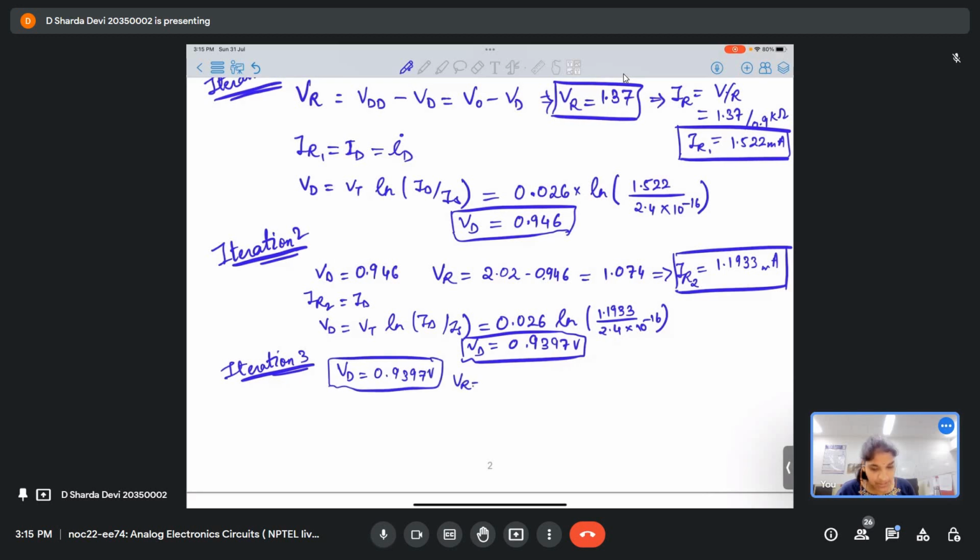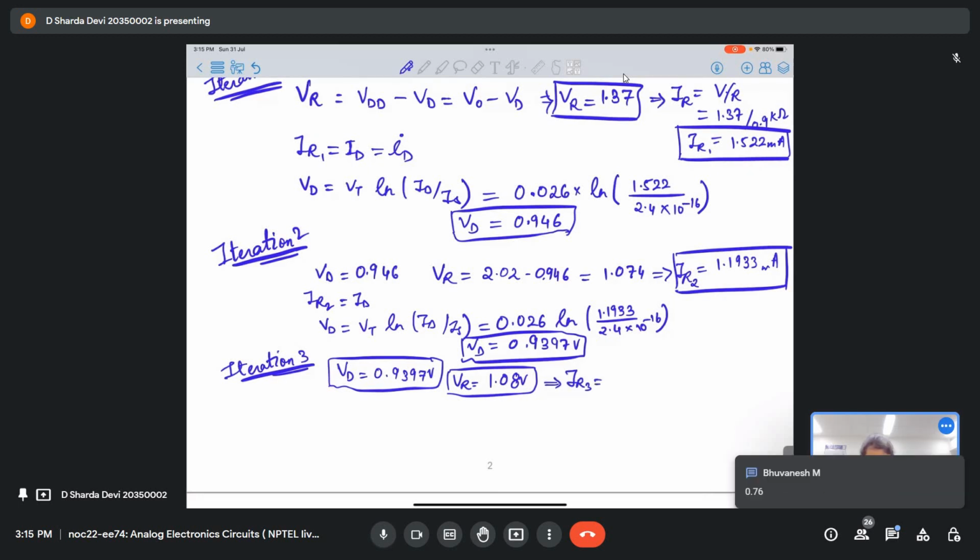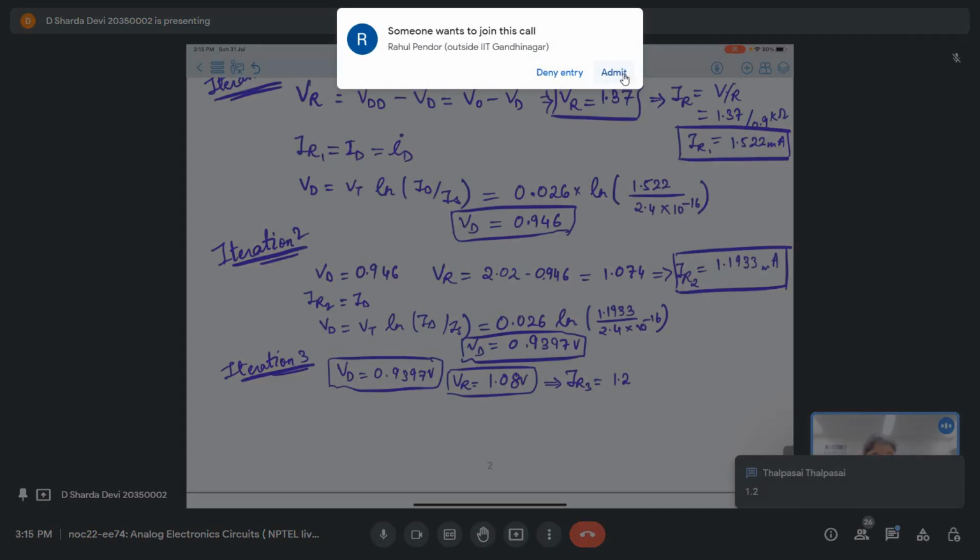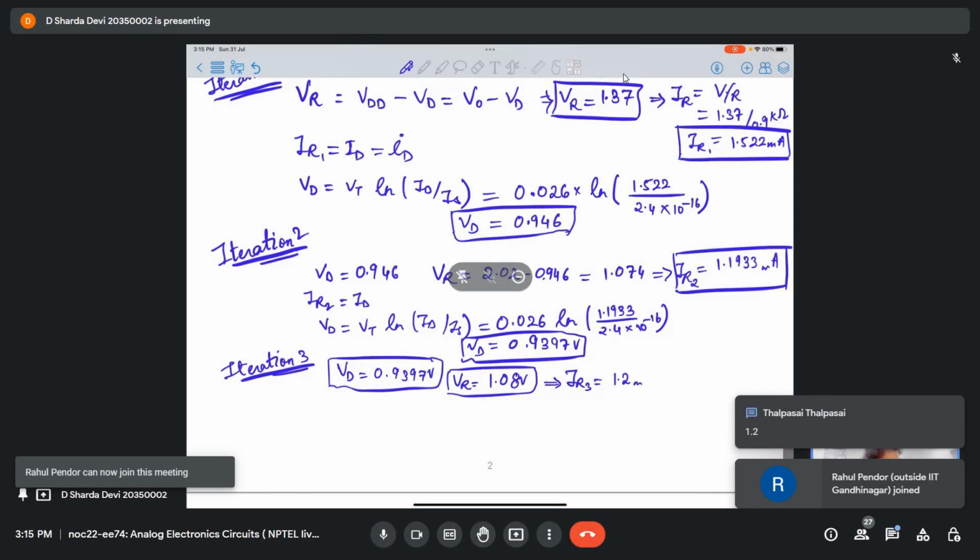So VR will be 1.08, and IR3 will be 1.2. Yes, it's 1.2 milliamps.